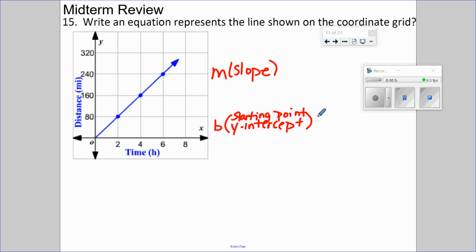Well, I like to do my b first. It's easy. There we go. It's where does the line cross the y-axis? That's my starting point. It's 0. And the coordinate is 0, 0.